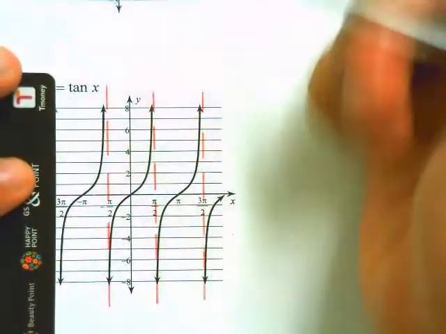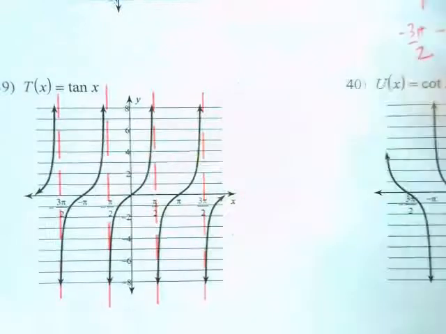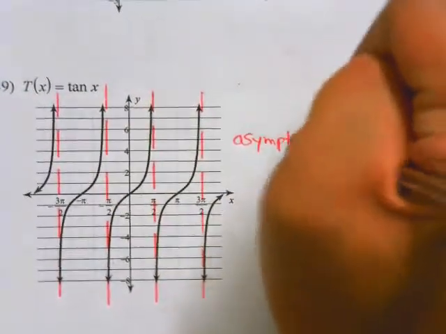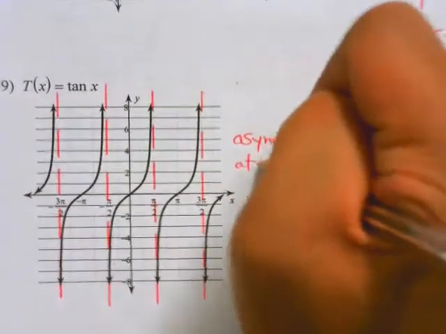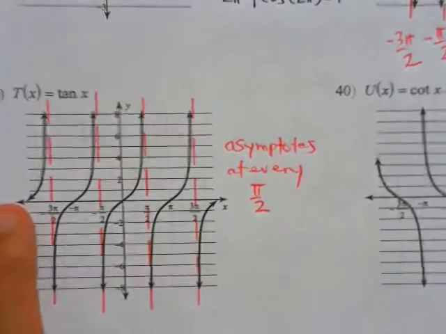Notice that I'm not really teaching patterns too much because it might be a little bit hard to teach with the arrows. So asymptotes at every pi over 2. Okay.